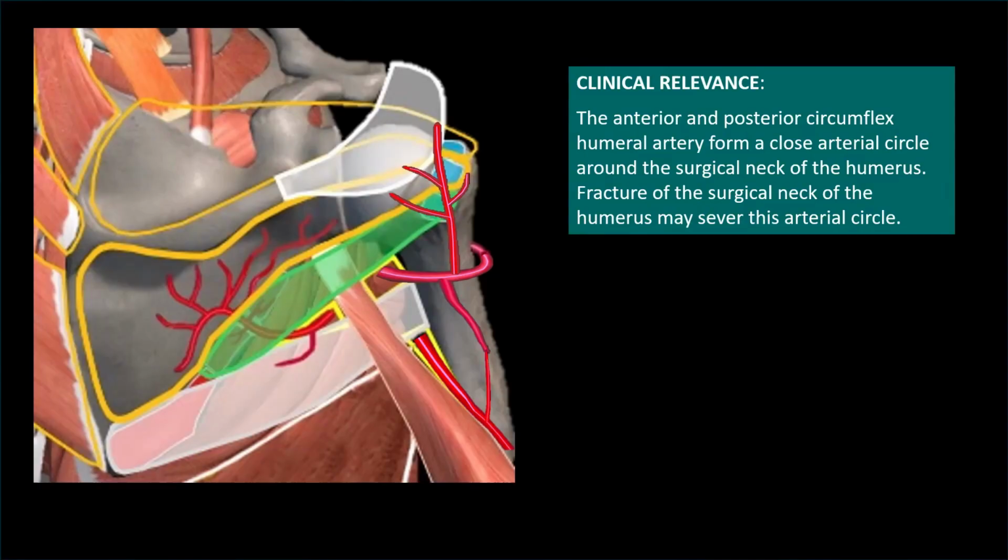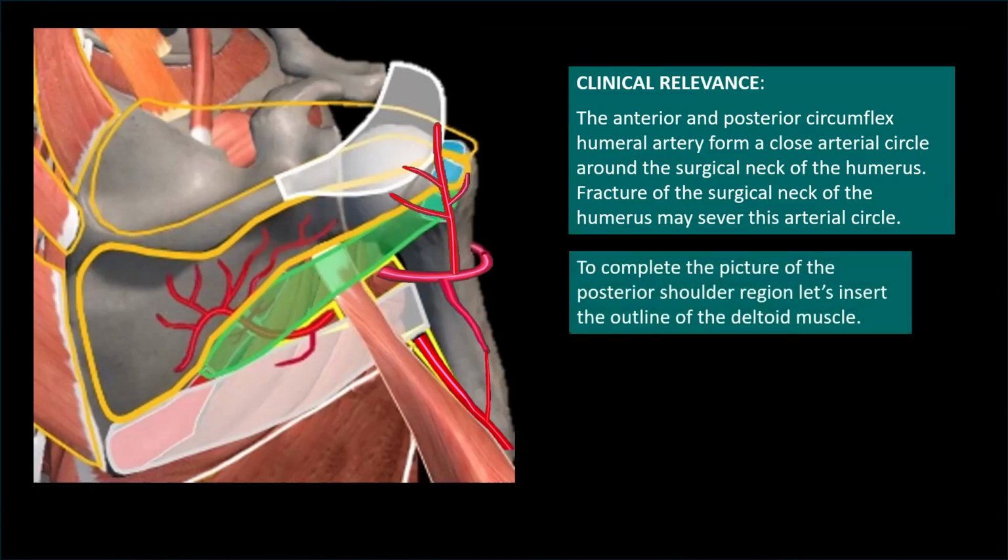Clinical relevance. The anterior and posterior circumflex humeral artery form a closed arterial circle around the surgical neck of the humerus. Fracture of the surgical neck of the humerus may sever this arterial circle. To complete the picture of the posterior shoulder region, let's insert the outline of the deltoid muscle.